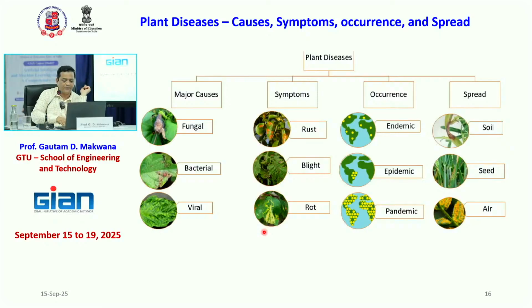So these are the causes, symptoms, occurrence, and the spread. If you identify this, and then apply various machine learning and AI algorithms, then we can decrease the disease in the plant.